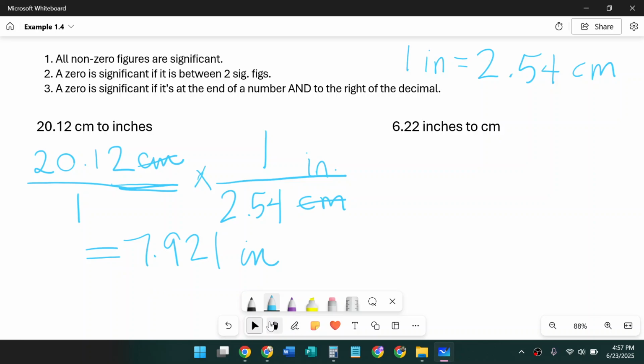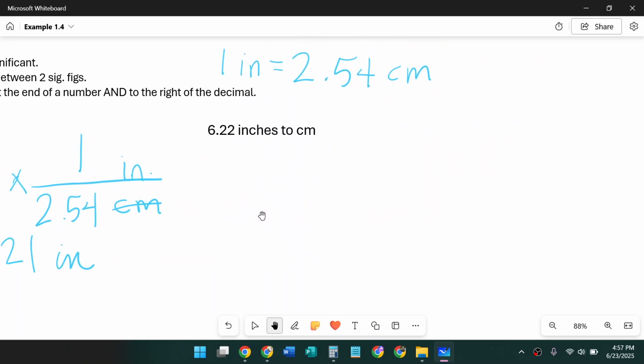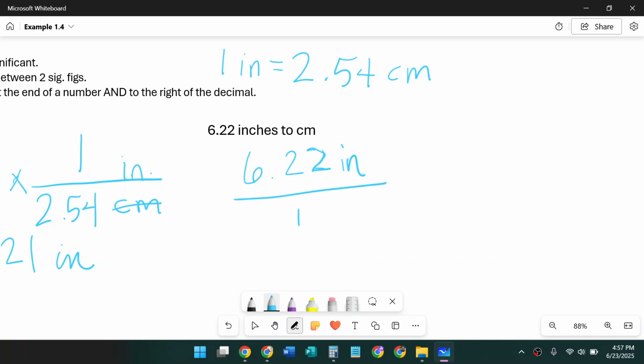In the second one, we're doing the other way. It says an Apple iPhone 6 Plus has a length of 6.22 inches. What is the length in centimeters? So this time we're going the other way. We're going to take 6.22 inches, and we're going to turn that into a fraction by putting it over 1, and then we're going to multiply. You can put a little x or a little star or a little dot, or you can use parentheses like that, however you like to multiply.